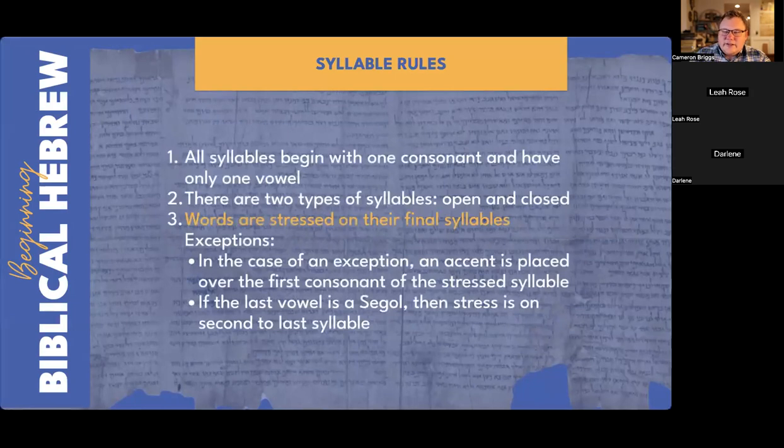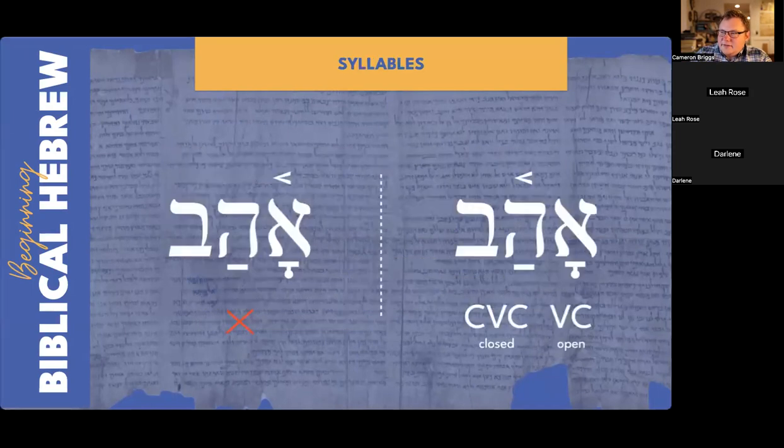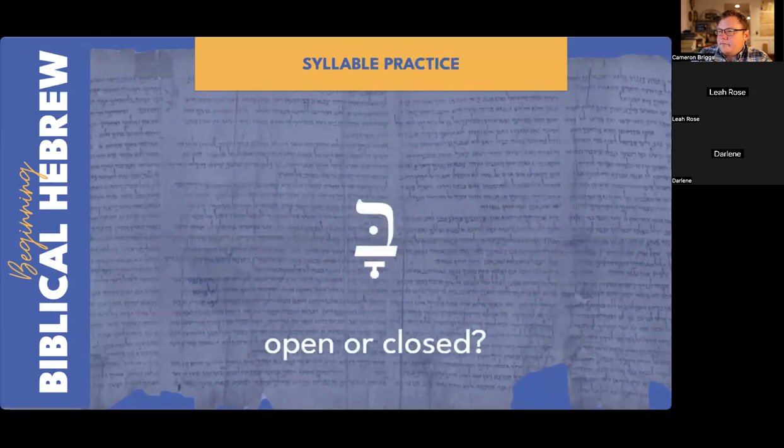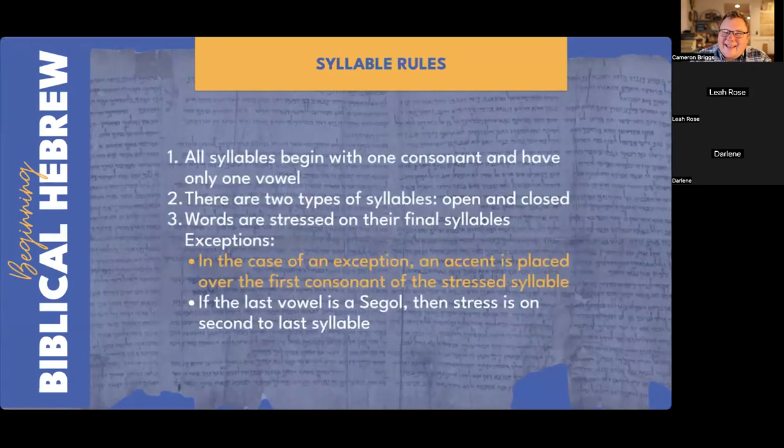And words are stressed on their final syllables as a general rule. And we don't have to put a stress mark over the general rules, the ones that follow the rules. But if there is an exception, then we put the accent over the first consonant of the newly stressed syllable. And we'll take a look at that last bullet point next week as we talk about the yod columns.